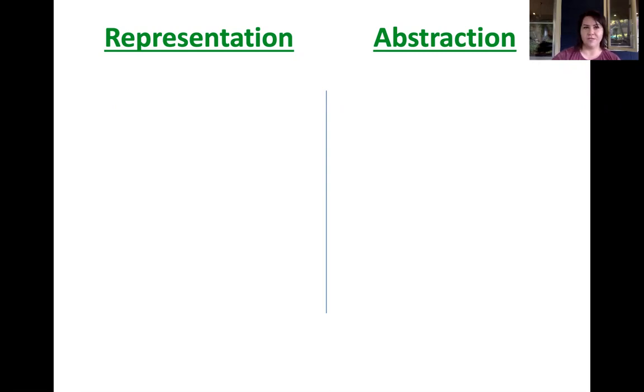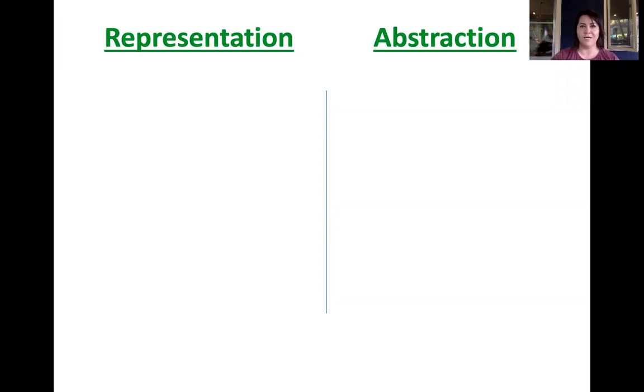Representation is often mistakenly called realism, making a realistic artwork. The way we would describe that in the arts is making a representational artwork. The opposite end of that is abstraction. So we're going to look at some points. There's some subcategories as well to observe.